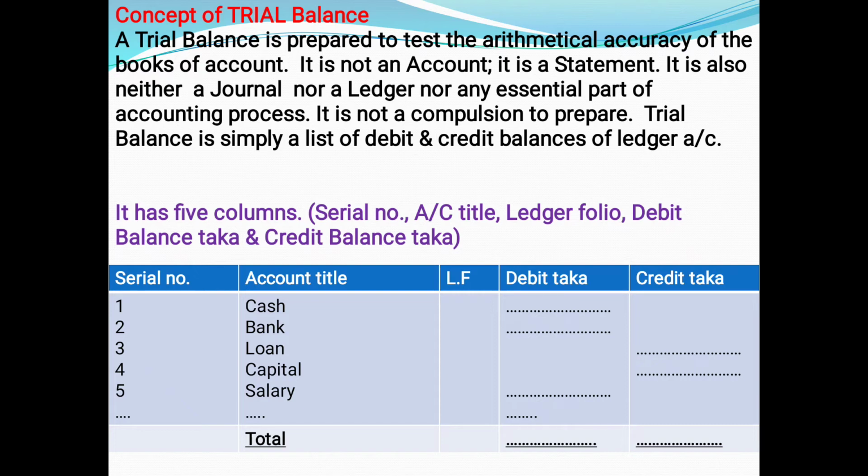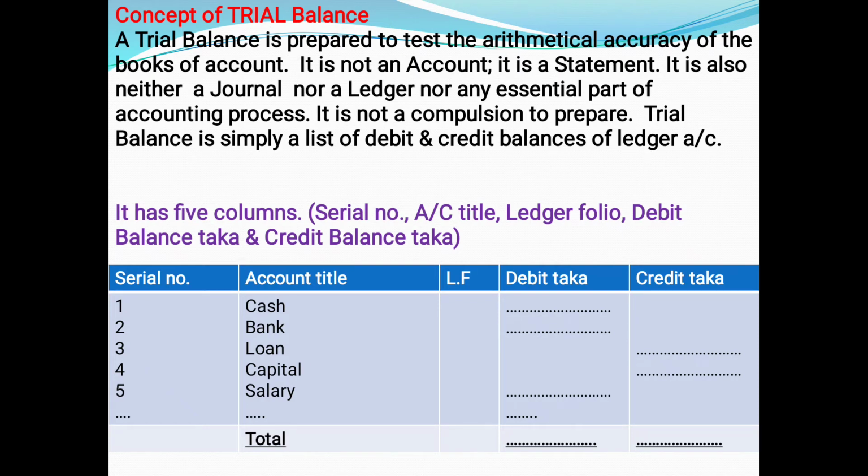A trial balance is prepared to test the arithmetical accuracy of the books of accounts. It is not an account, it is a statement. It is neither a journal nor a ledger nor any essential part of accounting process. It is not a compulsion to prepare. Trial balance is simply a list of debit and credit balances of ledger accounts.